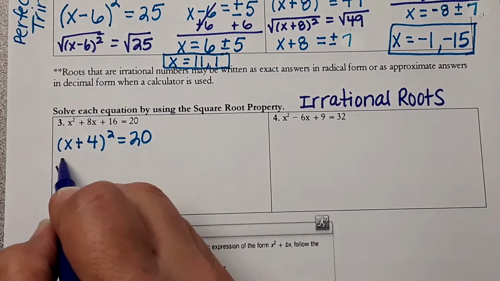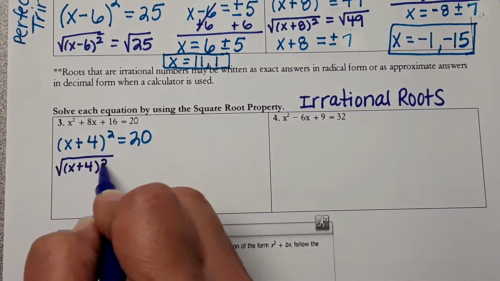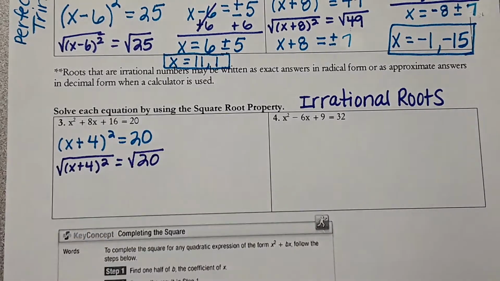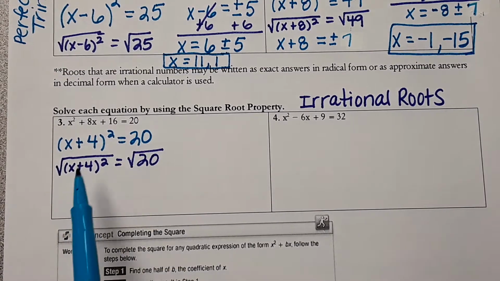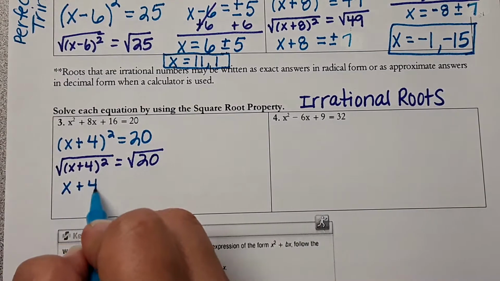So I'm going to take the square root of x plus 4 squared, and I'm going to take the square root of 20. Basically, I'm taking the square root of both sides. Again, the only reason that I can do this is because it meets that criteria of taking the square root of c and doubling it and getting b. The square root of x plus 4 squared is x plus 4.